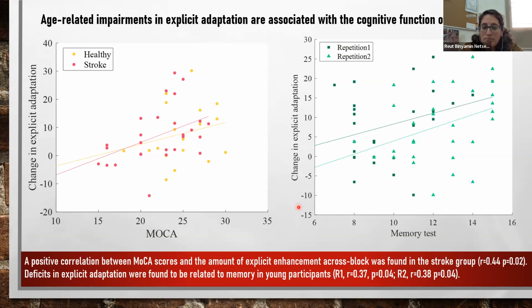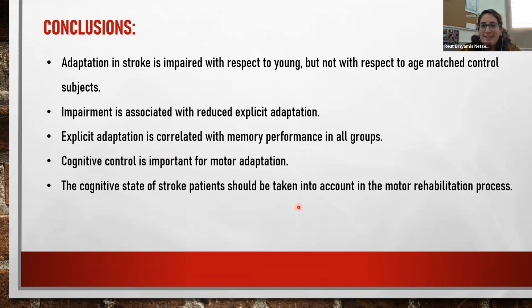And to conclude, adaptation is not impaired in stroke compared to their control group, but is impaired compared to the young participants. Impairment is associated with reduced explicit adaptation. Explicit adaptation is correlated with memory performance in all groups, and I think the big conclusion is that cognitive control is important for motor adaptation.